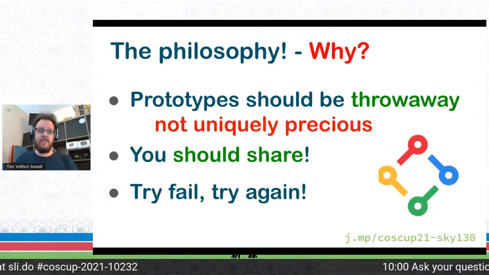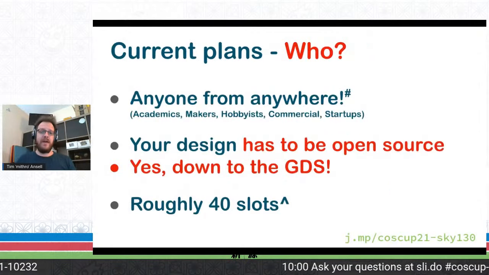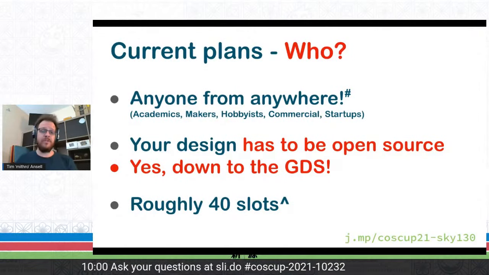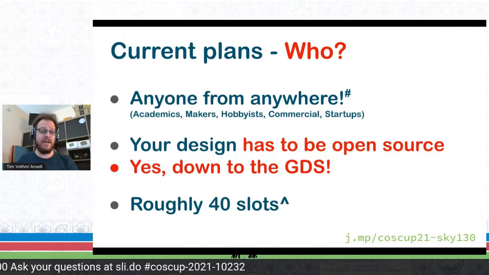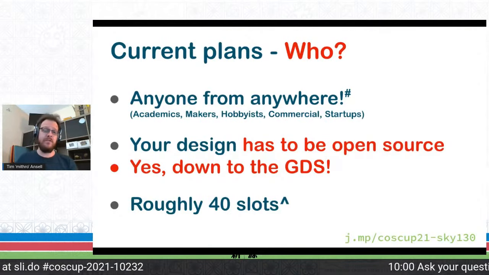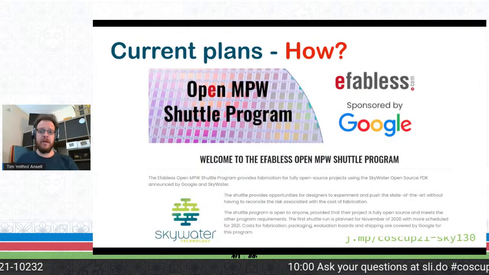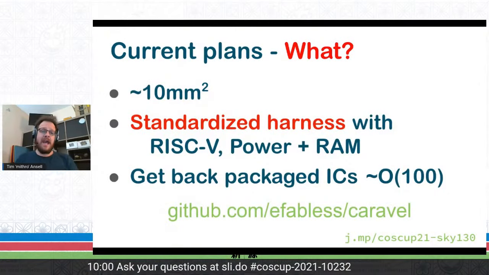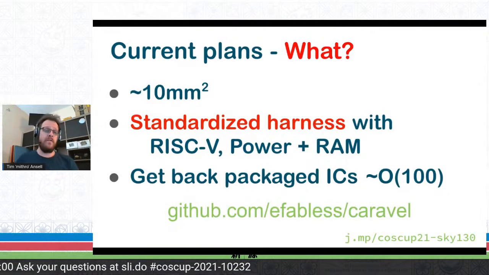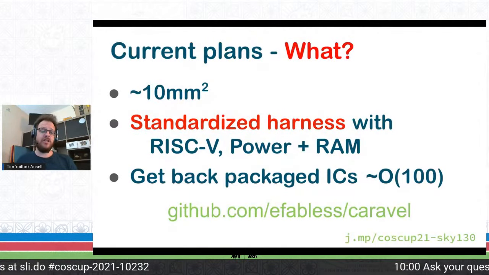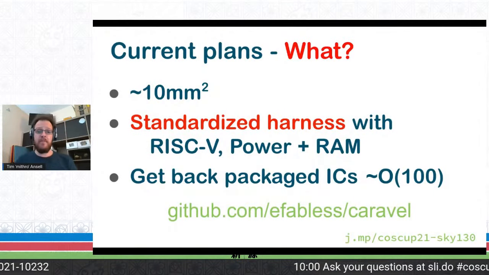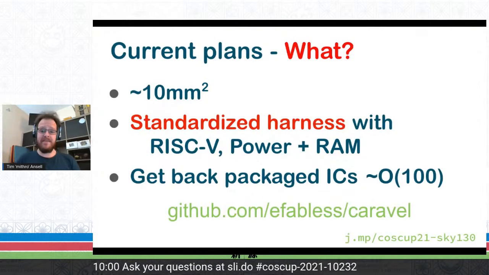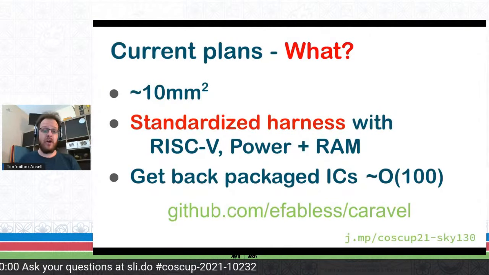And so the way the program is working is that anybody can submit. Your design has to be fully open source. And when I say fully open source, yes, I mean down to the GDS. There's 40 slots. You submit them to efabless, and it's put in a standard harness, which has a RISC-V processor, some power regulation, and some memory. You get 10 millimeters squared, and you get back around 100 ICs that are fully packaged, ready to go.